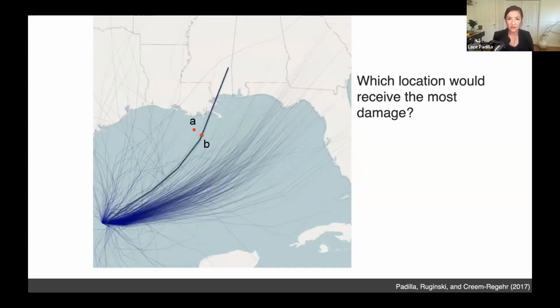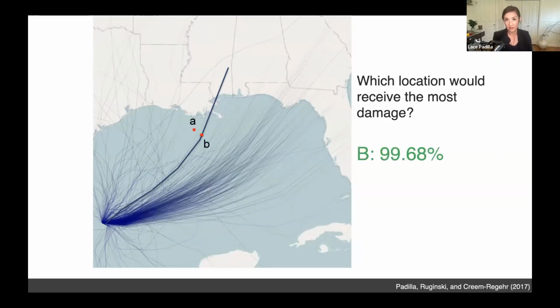Now, if people were always thinking that the closer location to the center of the distribution should receive the most damage, they ought to say B 100% of the time. And yes, they say B almost 100% of the time.